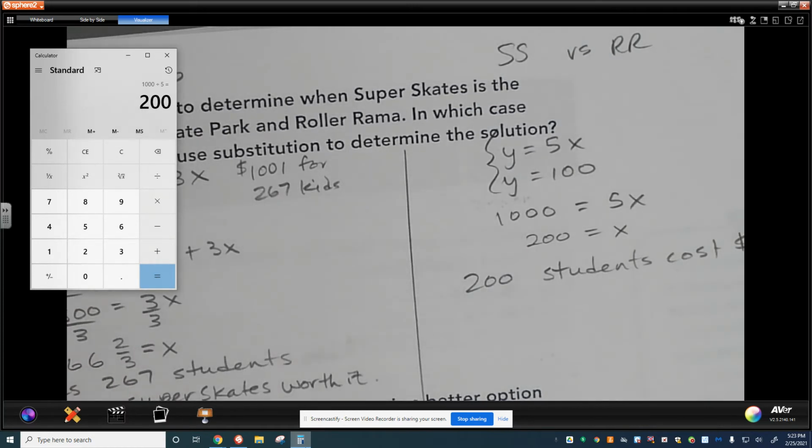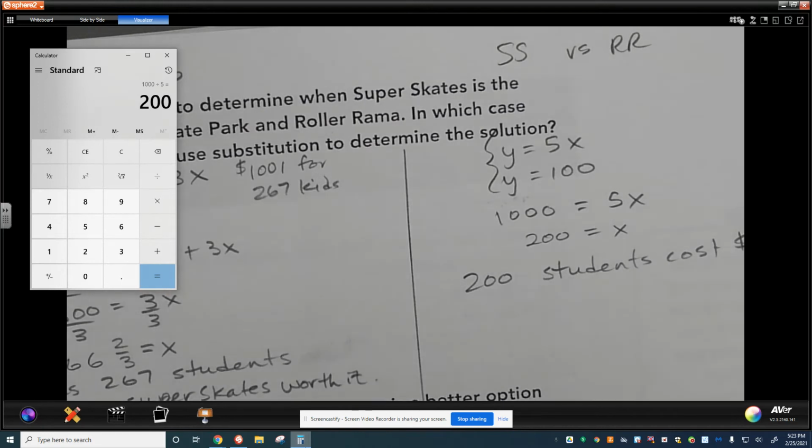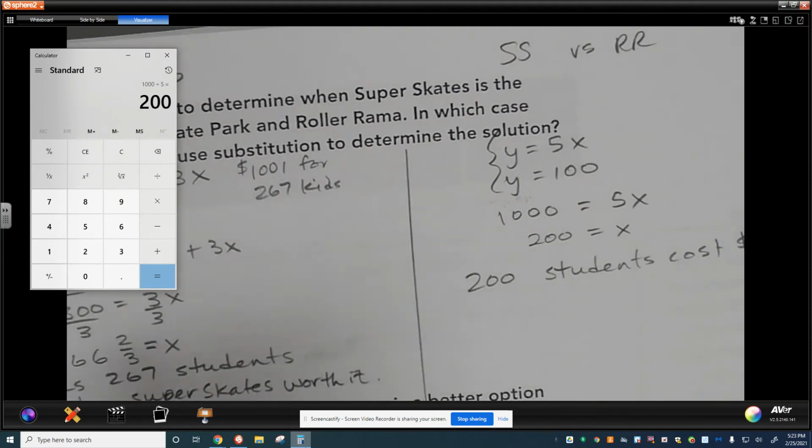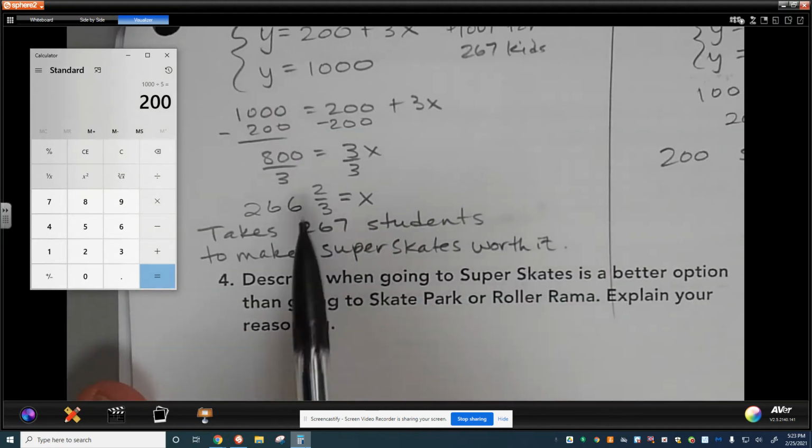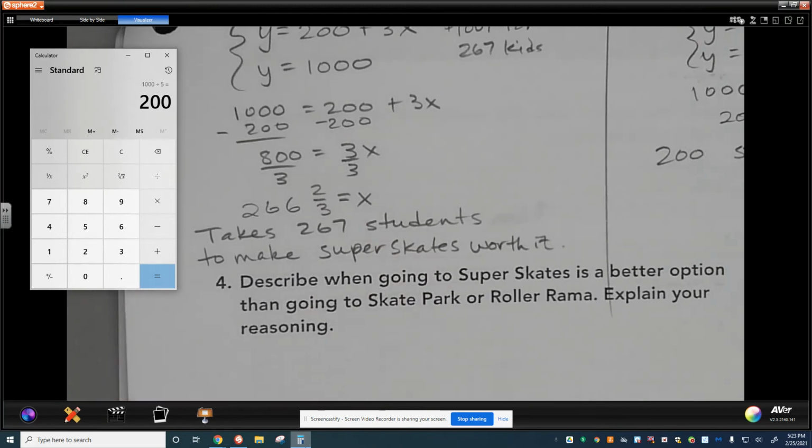Now let's make sure we answer the questions. It says use substitution to determine when the price is the same at Skate Park and Roll-A-Rama. In which cases do you need to use substitution to determine the solution? I think substitution was better for both based on what the graph looked like. It was kind of hard to read in the graph. With a table, I would continue to guess and check, and I would probably not think to check 267.